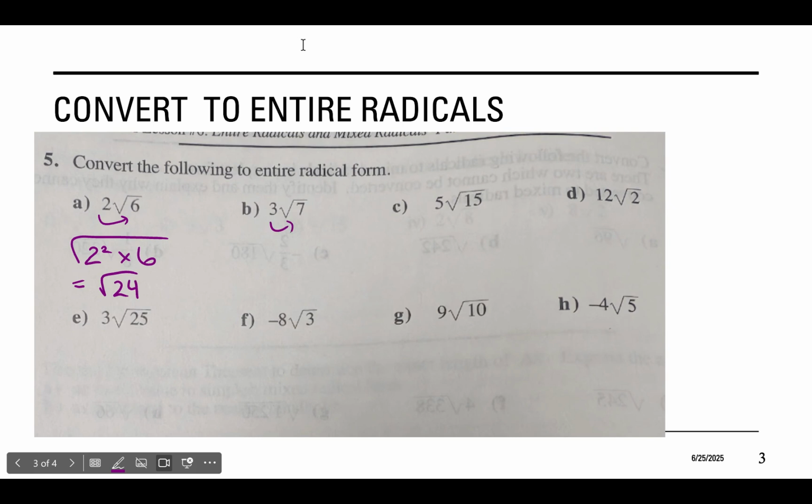So again, put that back under the root sign, square it, multiply by what's there. So we'll have all under the root sign, 3 squared times 7 will be root 63.